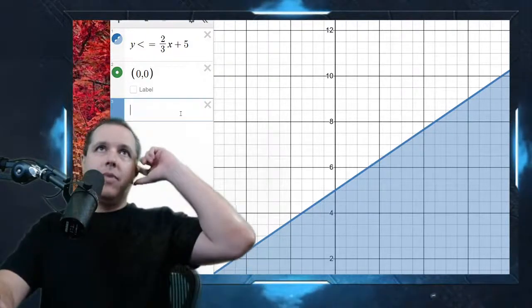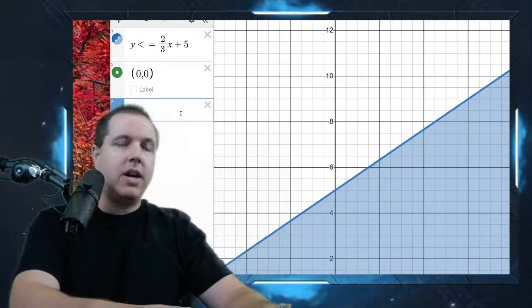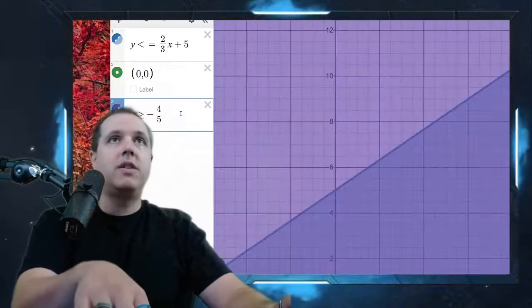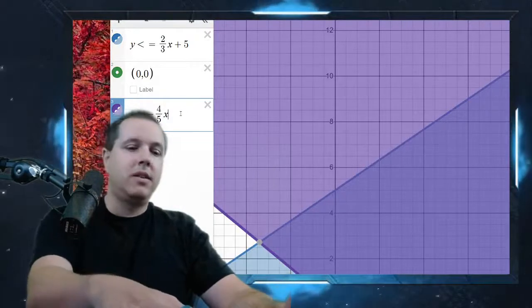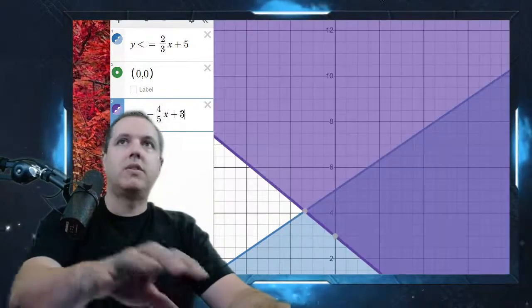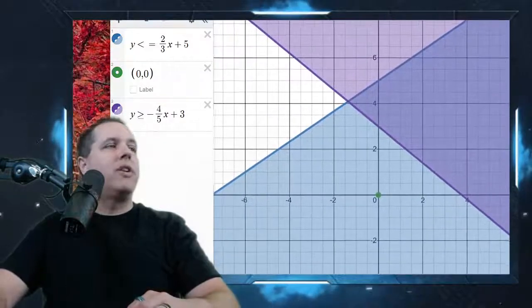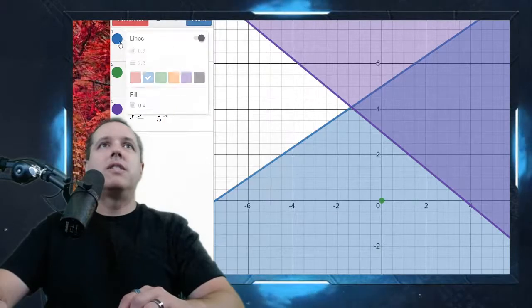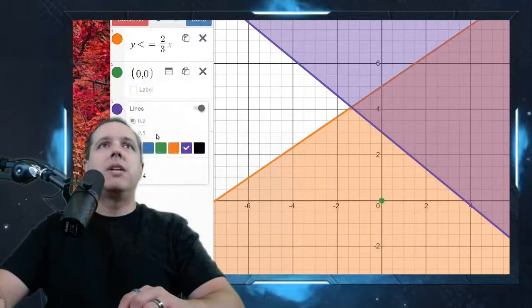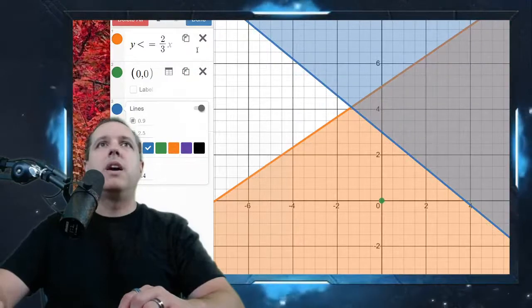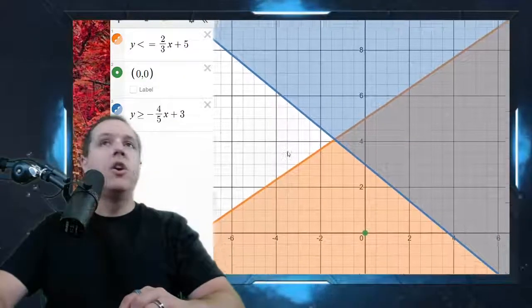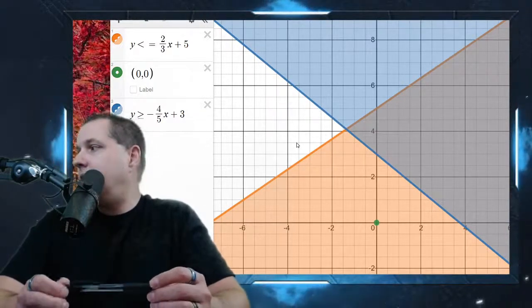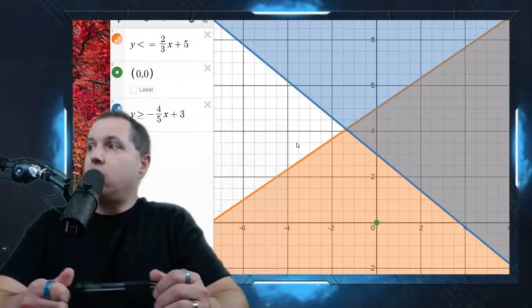What would our systems of inequalities look like? Okay, well, let's add another one in here. So y is greater than or equal to negative 4/5 x plus 3. Okay, so what do we have here? We basically have 4 regions because we've got, let's change the colors here so it's a little easier to see. Let's make this one orange and let's make this one blue. Yeah, that's a little easier to see. What do we have here? We have 4 regions, right? Because each of these inequalities splits the plane into 2 regions.